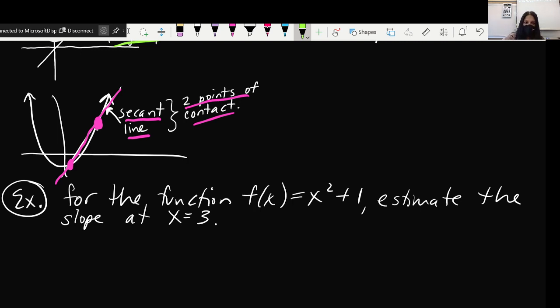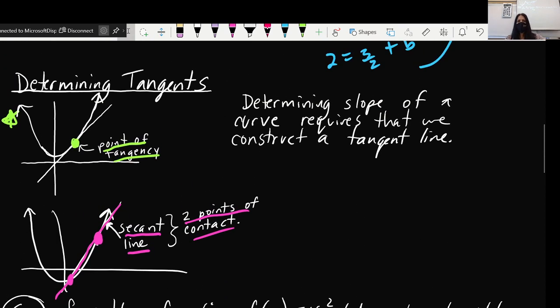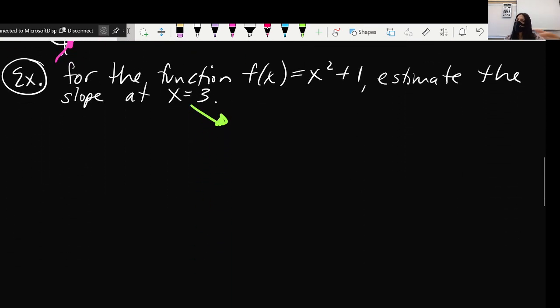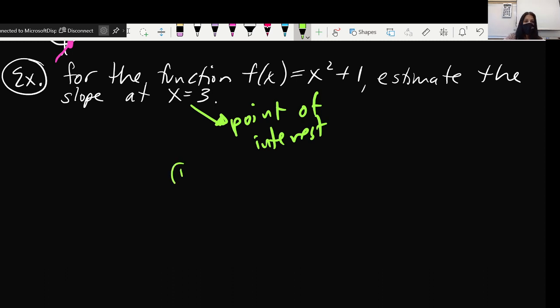So without graphing it out, because we could graph it out, but this is like the stuff that we just finished doing. If we just have our equation and we know the point of interest, our point of interest is this 3. If we want to figure out what the slope is at that point, we first want to plug in this value to figure out what our y value is going to be at that point. So number one, let's plug in x equals 3.